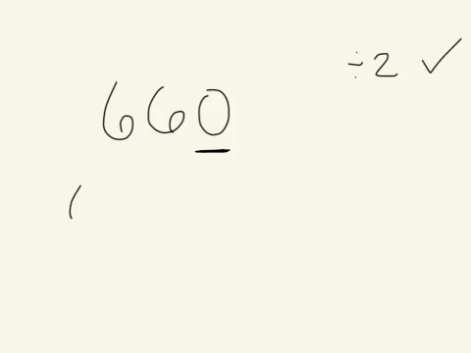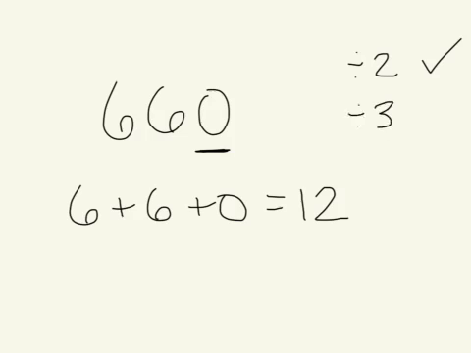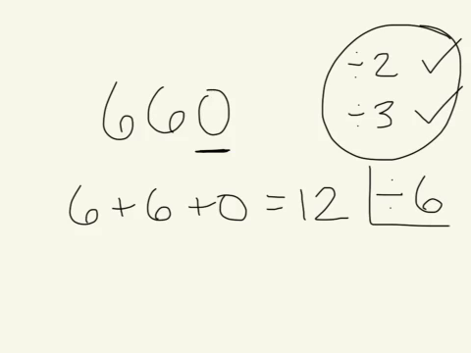If we look at a number such as 660, to figure out if it's divisible by 2, we look at the ones place value. It's a 0. That makes it an even number, so it's divisible by 2. And then 6 plus 6 plus 0 equals 12. 12 is divisible by 3, therefore this number is also divisible by 3, meaning that because both of these work, this number is divisible by 6.